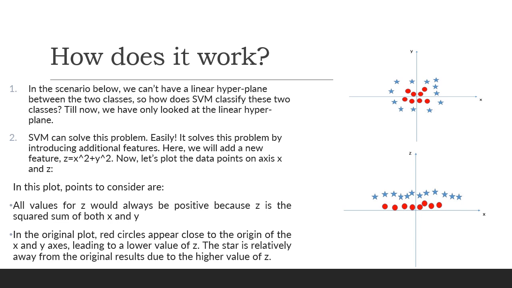Now we will plot the data points on axis x and z. We will calculate this by adding a new feature z equal to x squared plus y squared. All values for z would always be positive because z is the squared sum of both x and y. In the original plot, red circles appear close to the origin of the x and y axis. This leads to a lower value of z, whereas the star is relatively away from the origin, which is because of the higher value of z.